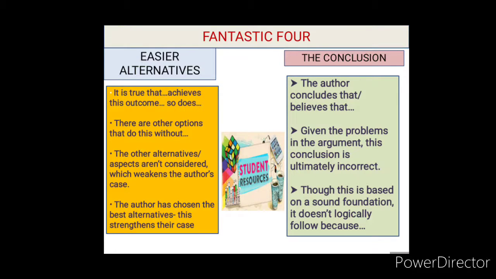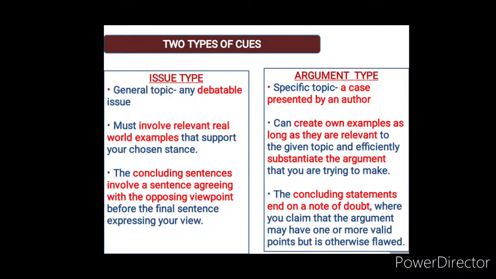Now, let me explain the two types of cues. So in your question, you can have issue type or argument type of cues. Now, what are these? Issue type can be any general topic, any debatable issue. Argument type can be any specific topic, a case presented by an author.